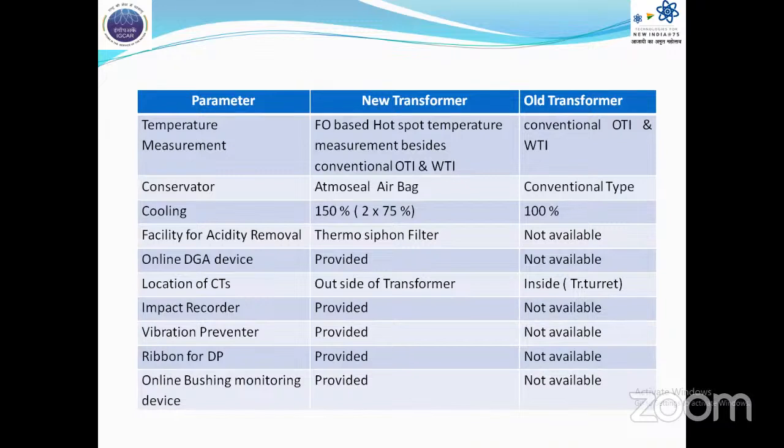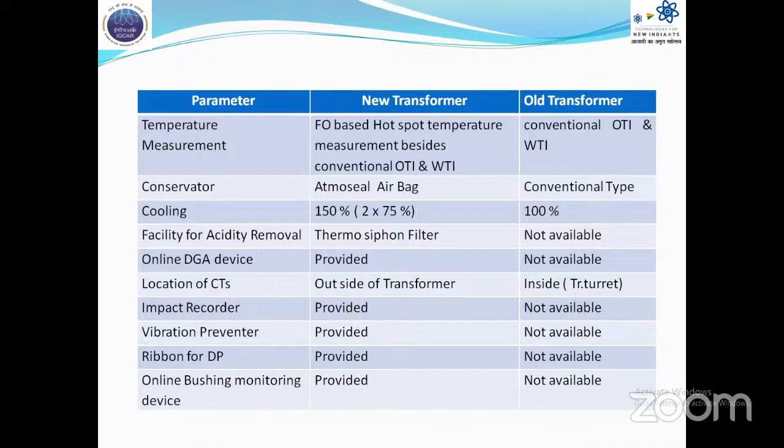The conventional type conservator is now changed to an atmospheric airbag conservator. The conventional type conservator is provided with 2/3 of oil and 1/3 empty space for breathing action, the expansion and contraction of transformer oil during its service. During this breathing action, the oil is directly exposed to air. Of course, it is provided with silica gel breathers, but still, over a period of time, there is an entry of moisture into the oil and the oil gets deteriorated.